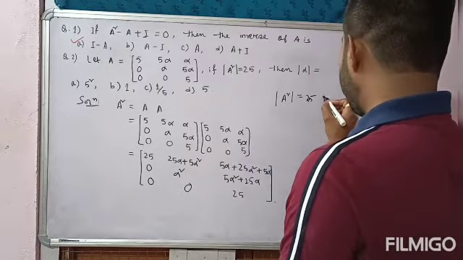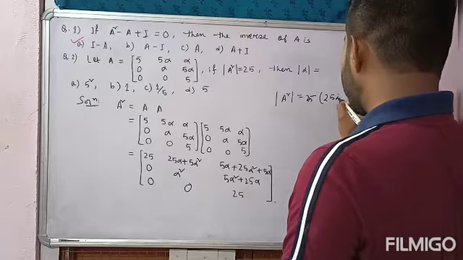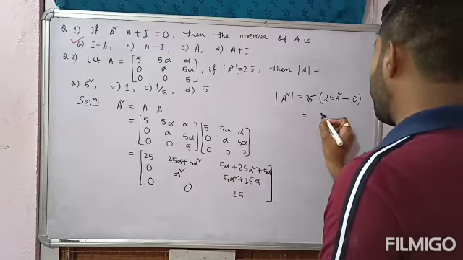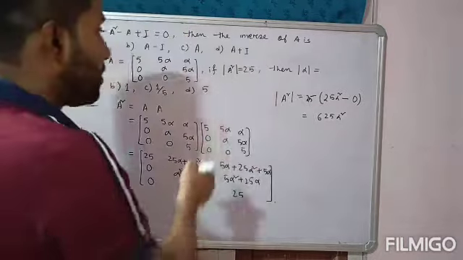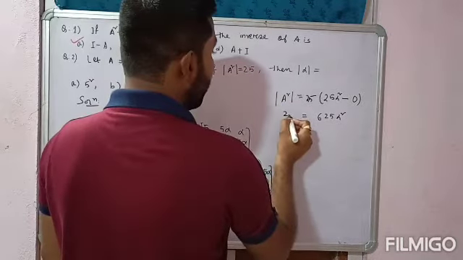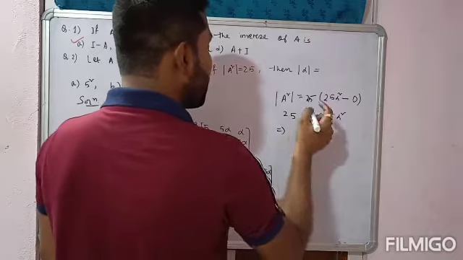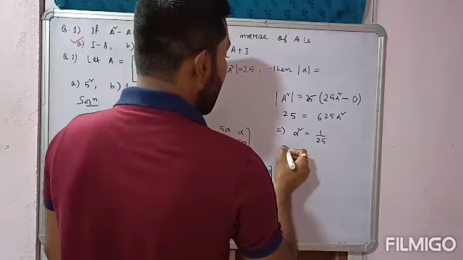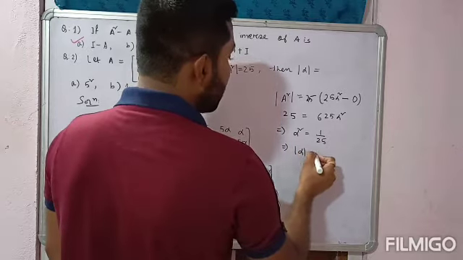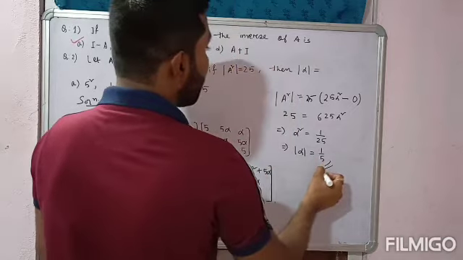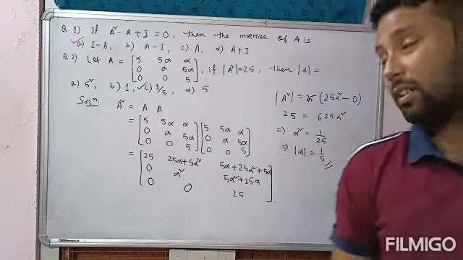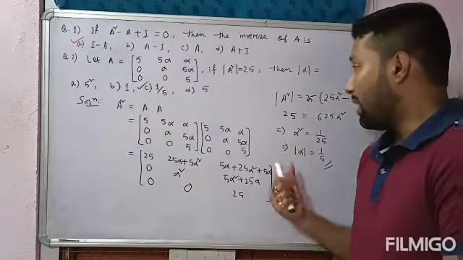Alpha square into 25, that is 25 alpha square minus 0 into this one, that is 0 only. So this is equal to 25 into 25, 625 alpha square. And what is the value of determinant of A square? It is already given. So determinant of A square is equal to 25 only. So 25 is equal to 625 alpha square. Therefore alpha square is equal to 1 by 25, or determinant of alpha, this is equal to 1 by 5. Okay, determinant of alpha is equal to 1 by 5, or mod of alpha, determinant of alpha you can say, mod 1 by 5 is the answer.